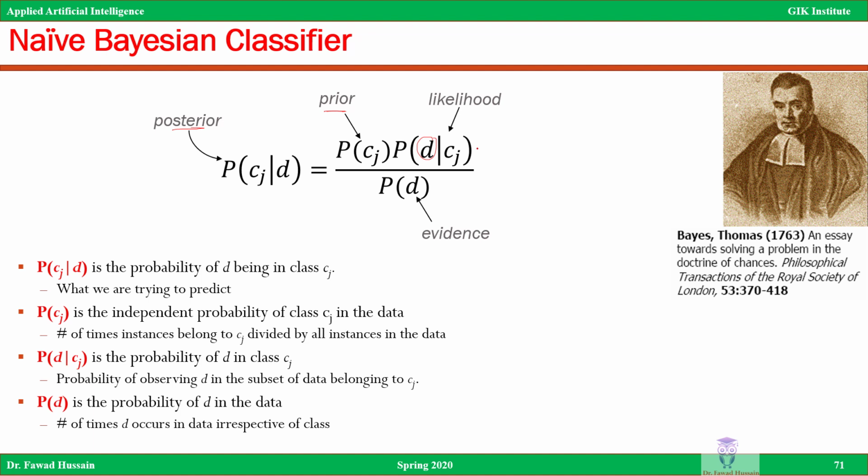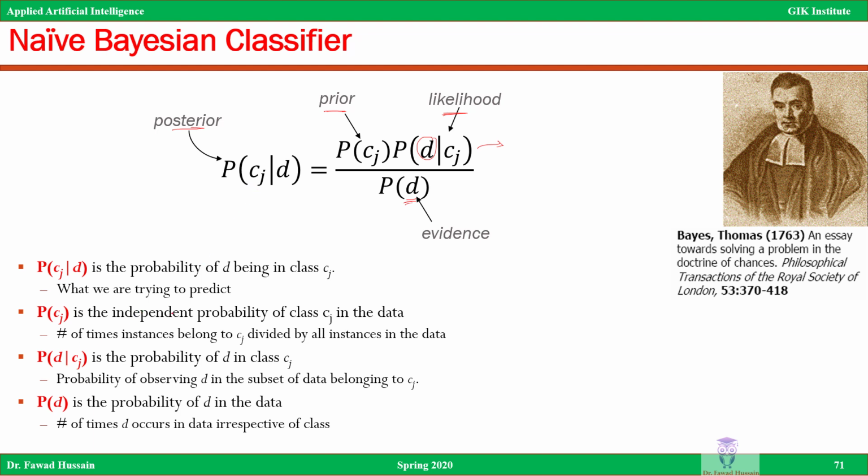This is basically that part where I said assume it's a boy, and what's the probability that the hair length will be 7, and then assume it's a girl, and what's the probability that the hair length will be 7. This is the likelihood probability. And then this is the evidence: what's the probability of observing a hair length of 7 irrespective of the gender. Here they are listed, what each of them means. Probability Cj given D is the probability that D is in class Cj, and this is what we are trying to predict because we know the data and we are trying to predict the class.